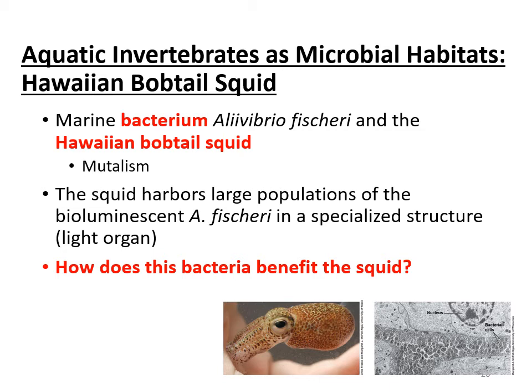The squid will have a whole bunch of bioluminescent bacteria, the Aliivibrio fischeri, in a specialized structure which is called their light organ. Now, how does that benefit the squid? Well, those bacteria will emit light, and that resembles moonlight penetrating the marine waters. So that actually camouflages the squid from predators. So the bacteria get to have a nice, safe home in the squid, and get nutrients and whatnot from their squid buddy. And the squid gets protection from predators because of the emission of light camouflaging them. So it's a nice, valuable mutualistic bond.